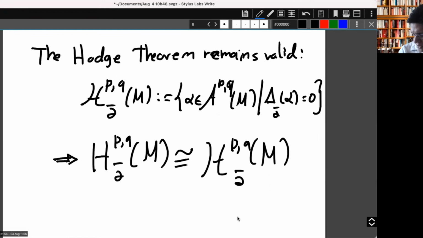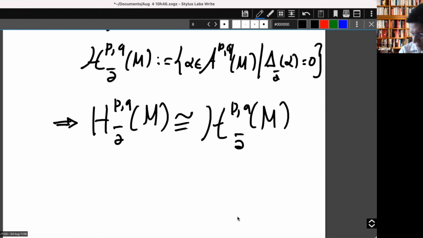Okay, so now we are almost there. Because now we are almost there to state the Hodge decomposition theorem, because now let's consider a Kähler manifold.